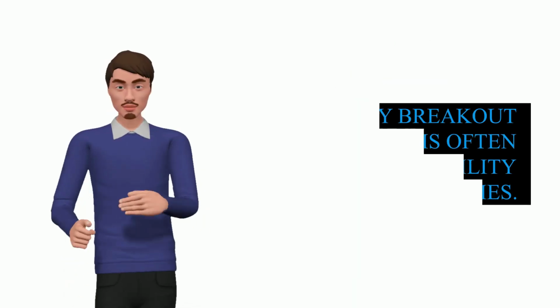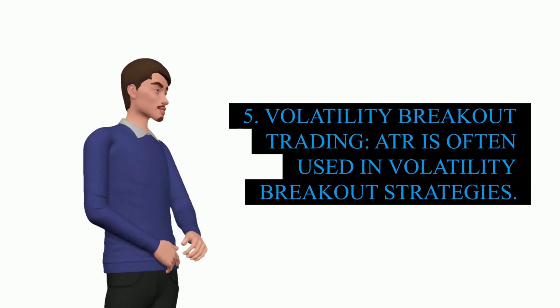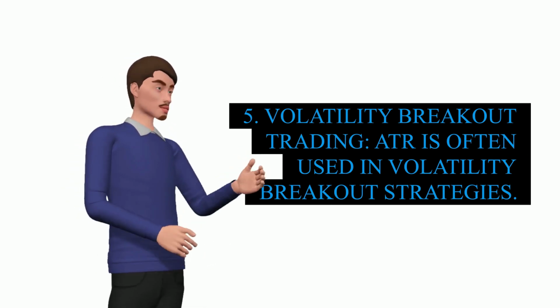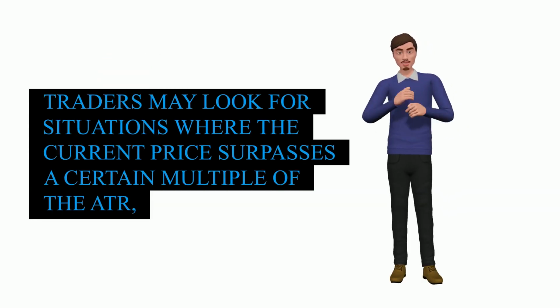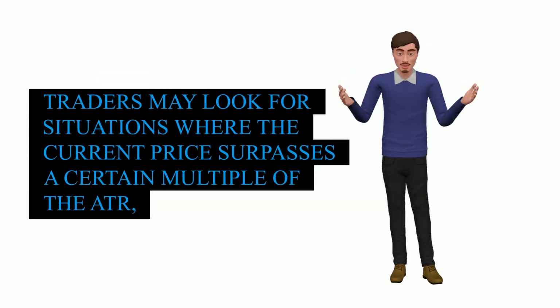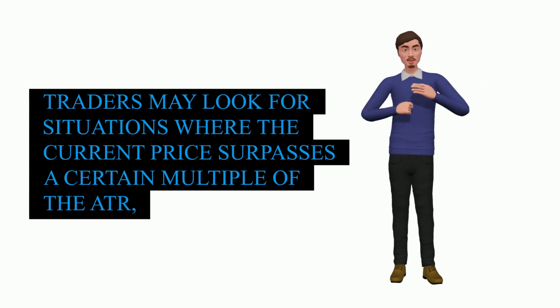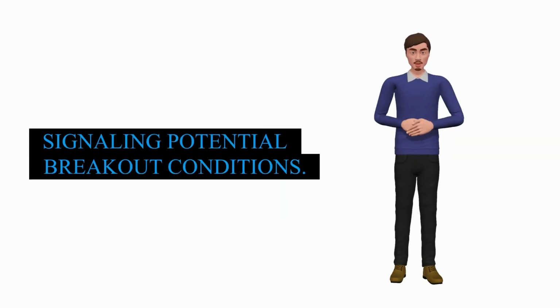5. Volatility breakout trading. ATR is often used in volatility breakout strategies. Traders may look for situations where the current price surpasses a certain multiple of the ATR, signaling potential breakout conditions.